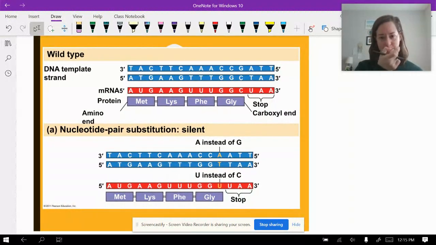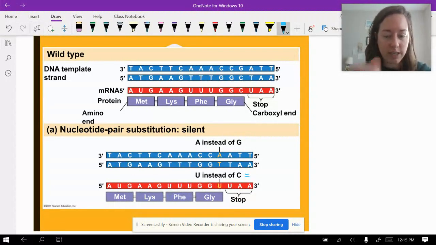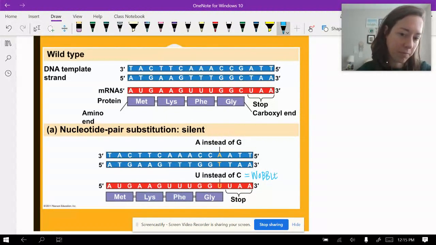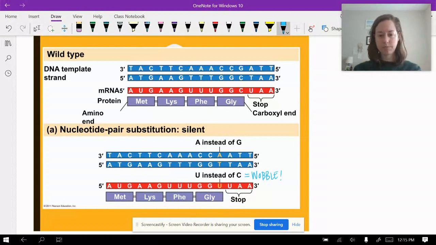Here's just one more example of a silent mutation, which means that it has no effect on the organism. This is an example of wobble. You can see that the mutation happened in the third base spot and still coded for a glycine like it was supposed to. So I'm going to label this as wobble, which is nice because it would have no effect on the organism.